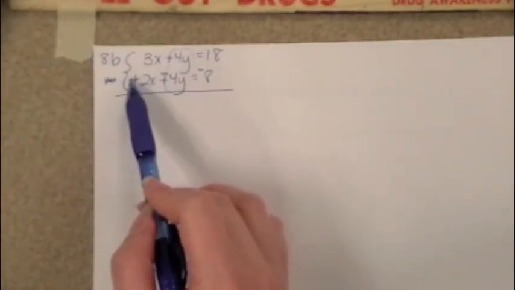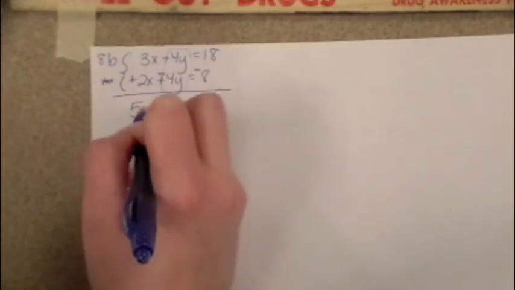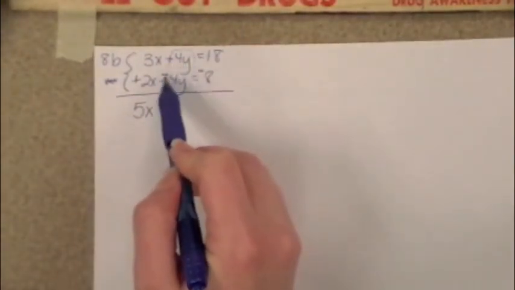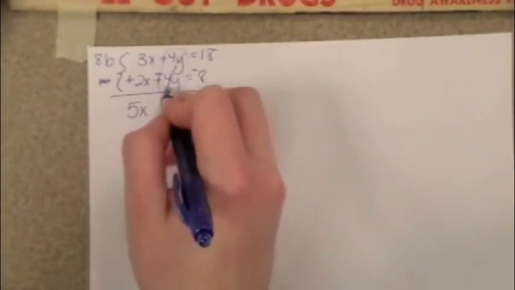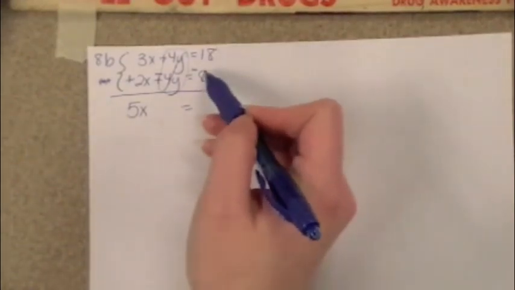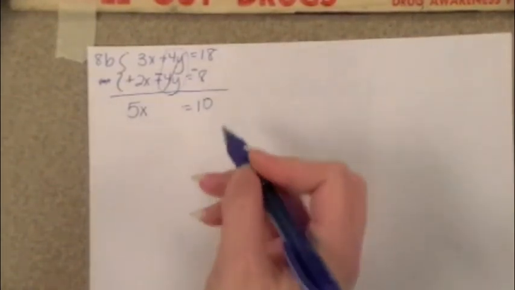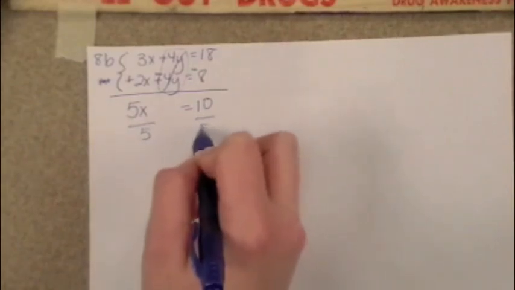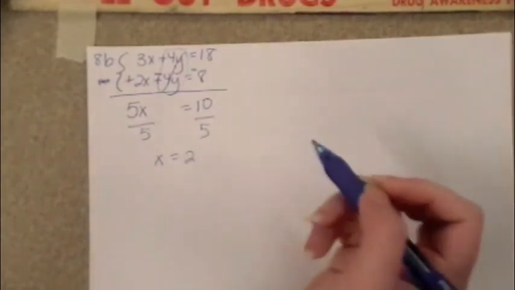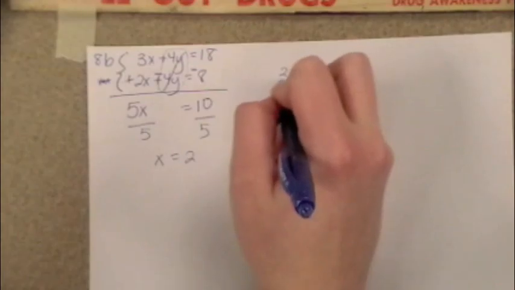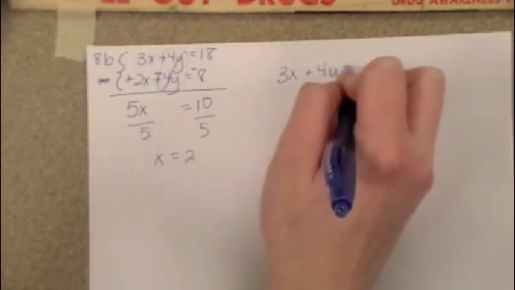So we've got 3x plus 2x, that gives me 5x's. 4y, take away 4y, cancels out and gives me 0. And 18, take away 8 is 10. Divide by 5, and we can see that x equals 2. And now we just plug that into either equation. I'll pick the top one.